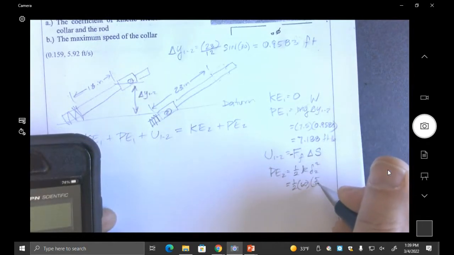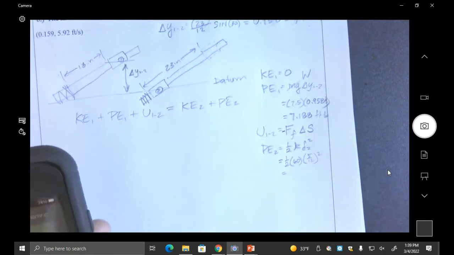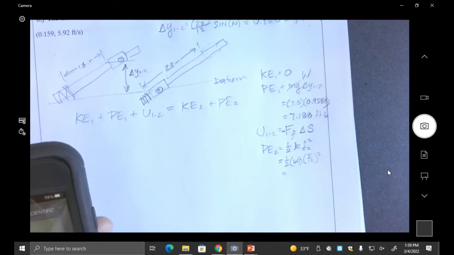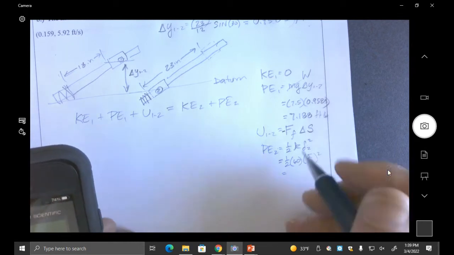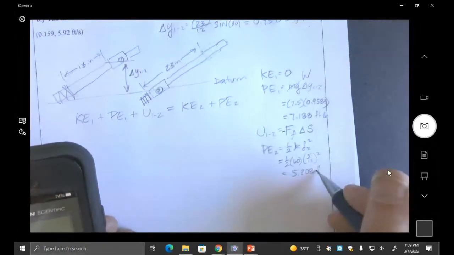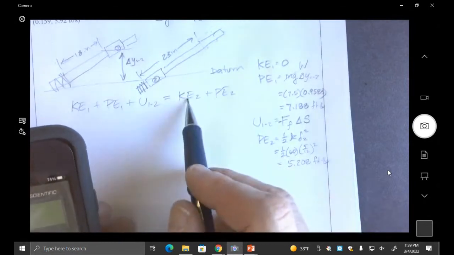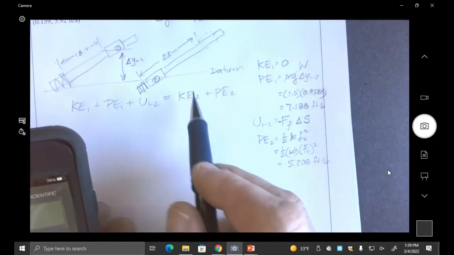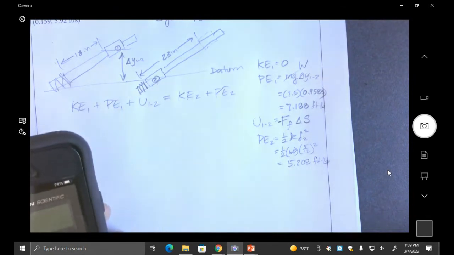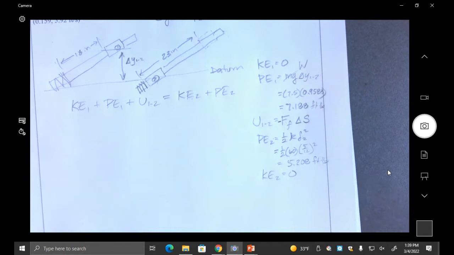So take 5 divided by 12 and square it. So we're going to get 5.208 foot-pounds. And then the last thing, I should have actually done this one before that one. The kinetic energy at this second state is also going to be equal to 0 because it's going to pause right there at the bottom.